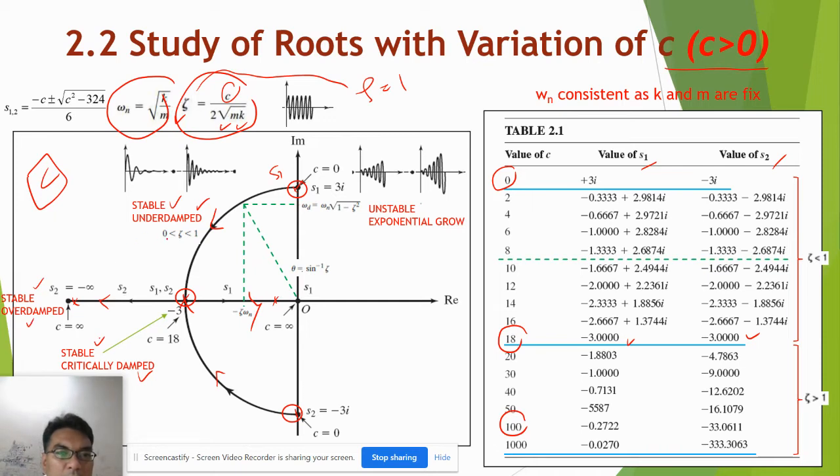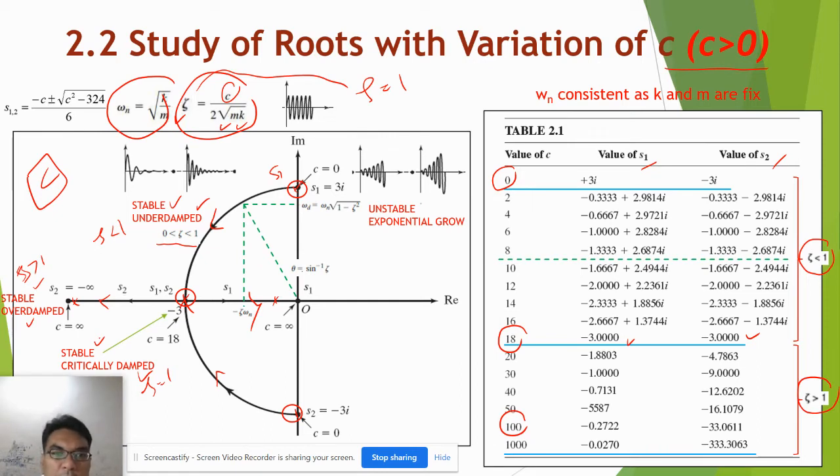This is the damping ratio indication. In this area the damping ratio is between 0 and 1, which is below 1. Here the damping ratio is over 1. And this is damping ratio equal to 1. So when you have this plot, you can know this is the area of damping ratio below 1, the underdamped, and this is the overdamped.